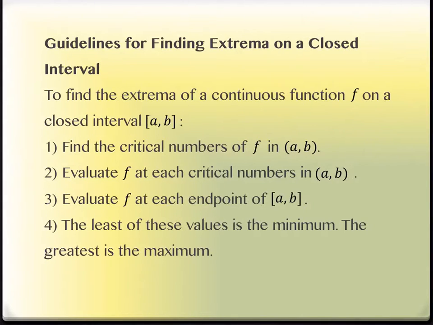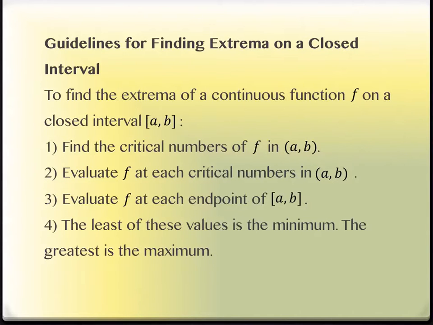All right, so to find the extrema of a continuous function on the closed interval, the first thing to do is to find the critical numbers. How do we do that? Well, take the derivative, set it equal to 0, and solve it. Take the derivative, find out where it doesn't exist. Usually that means a denominator equal to 0, and solve it. All right? Second thing is to evaluate f at each critical number in [a, b].